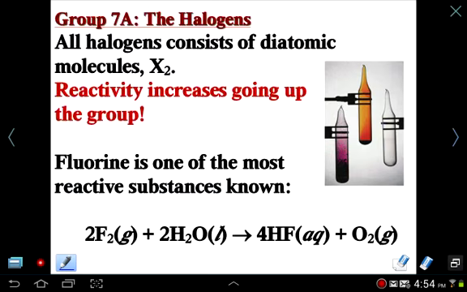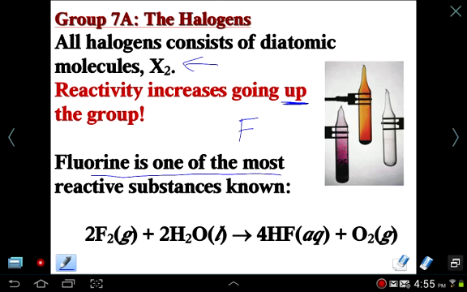Let's say a few things about the halogens. They are all diatomic. The reactivity increases going up the group. This is different from alkali metals and alkaline earth metals. So fluorine, for example, is your most reactive nonmetal. Let's just underline it.